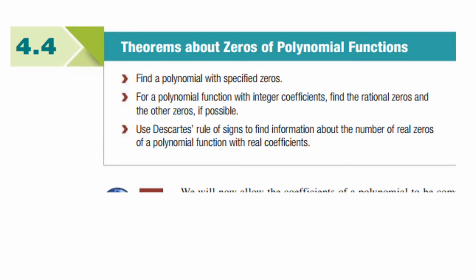Chapter 4.2 is called Theorems about Zeros of Polynomial Functions. We're going to find a polynomial with specified zeros. Given a polynomial function with integer coefficients, we're supposed to be able to find the rational zeros and the other zeros if possible. Sometimes that'll be easy to do, other times it's so hard it will not be deemed possible. And we'll also talk about a rule called Descartes' rule of signs to find information about the number of real zeros of a polynomial function with real coefficients.